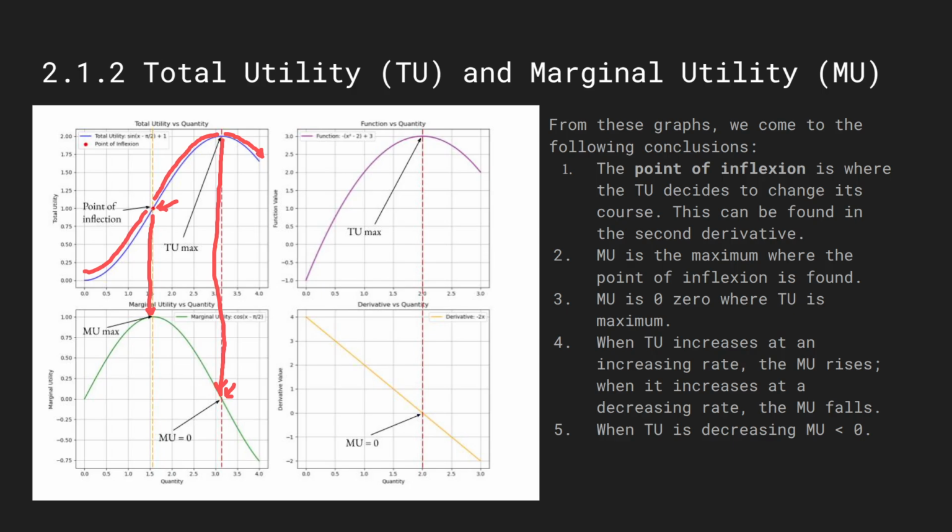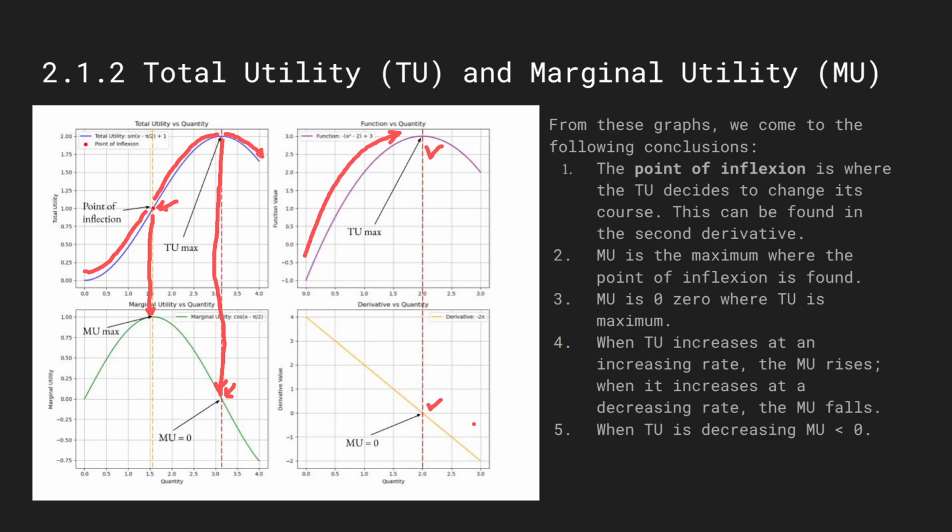If we look at the right graph of TU versus MU, we can see that our TU curve was increasing, but it was increasing at a decreasing rate. And our MU curve is a straight line. Here also you can see that at our TU max, where the total utility is max, our marginal utility is 0.